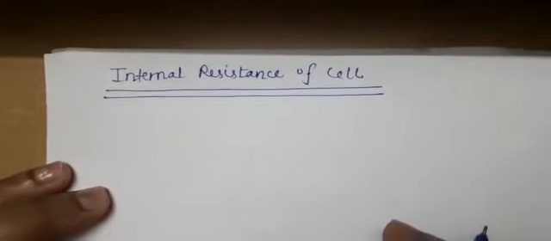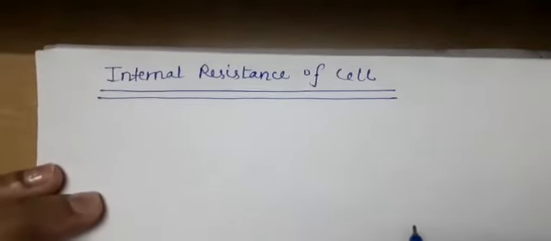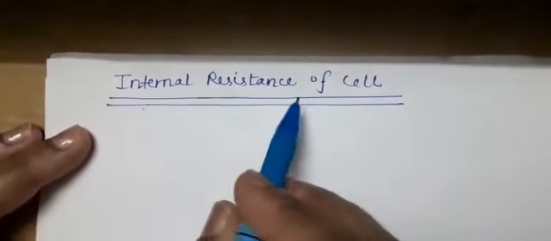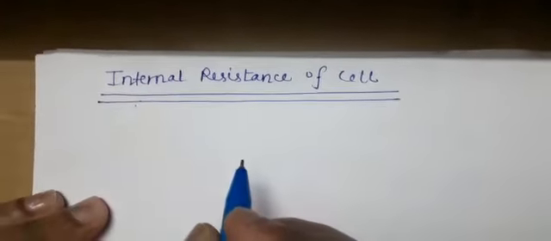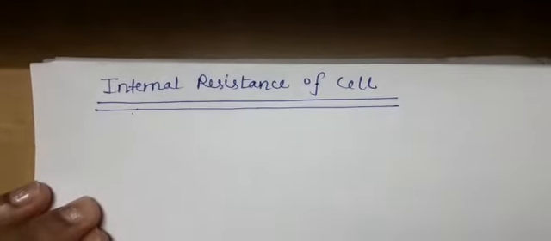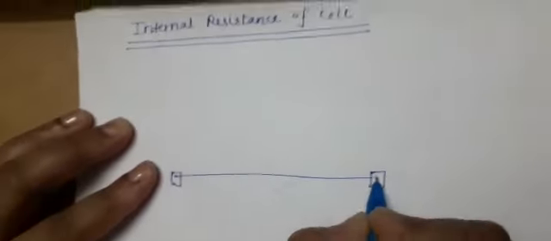Dear students, we were discussing applications of the potentiometer. One of them was left, that is the internal resistance of a cell. How do we find the internal resistance of a cell using a potentiometer? First of all, let me draw its circuit diagram.